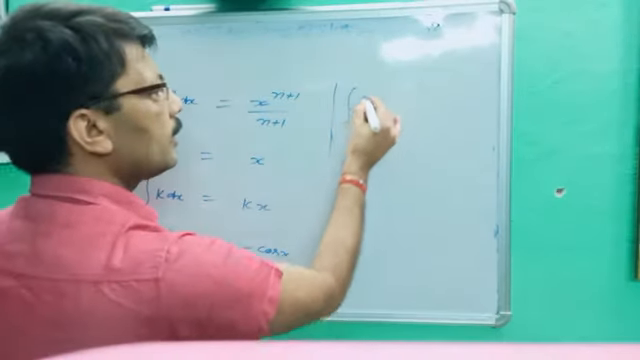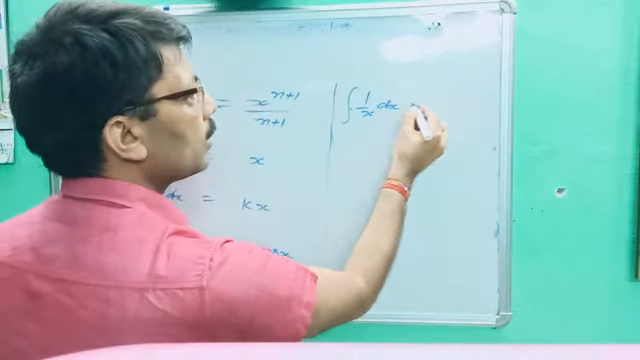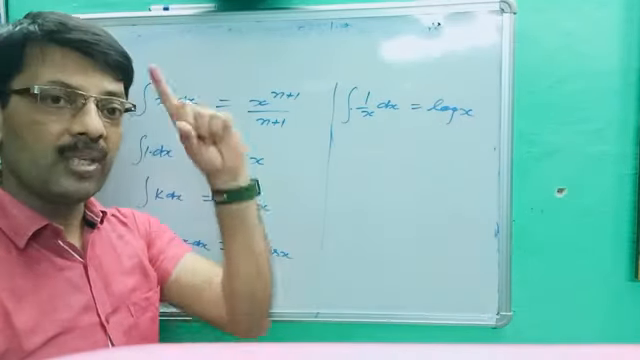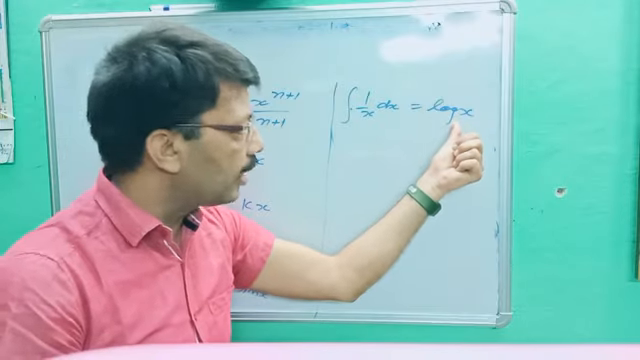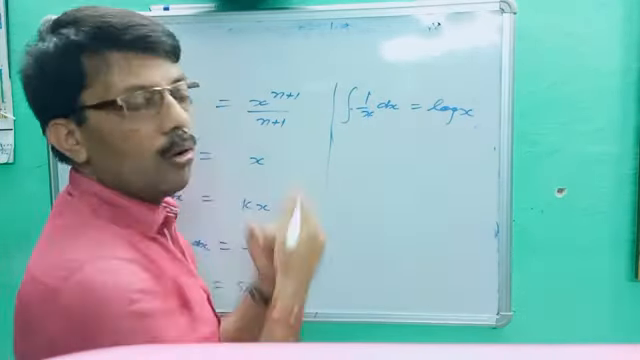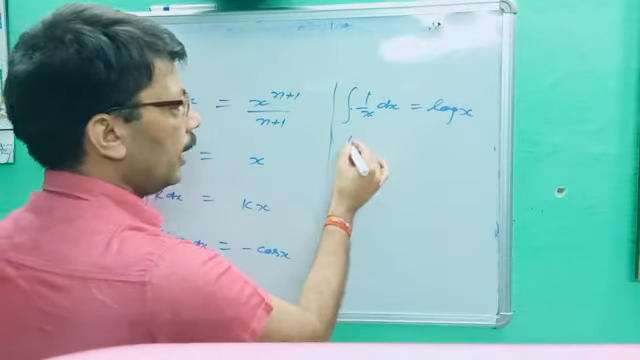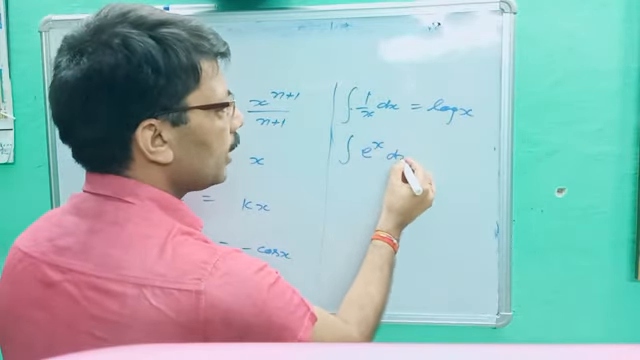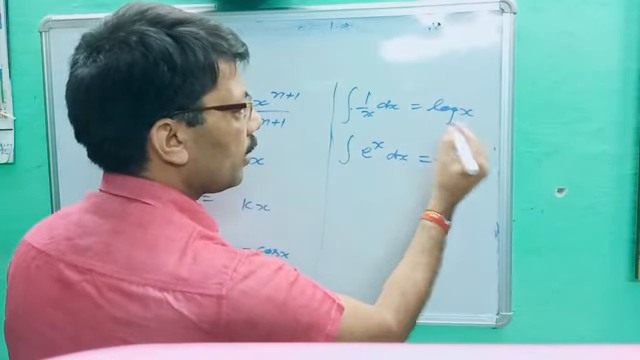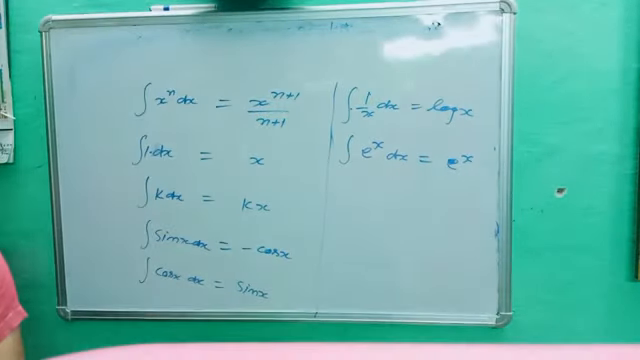Next, integration of 1 upon x dx is equal to log x. This is an important formula. Previously we got the differentiation of log x was 1 by x. Here we are getting the integration of 1 by x is equal to log x. Integration of e to the power x dx: nothing changes there. So you will get only e to the base x. Are you getting the point?